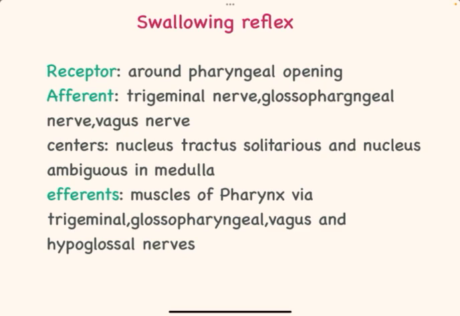For the swallowing reflex, the receptor is present around the pharyngeal opening. The afferent is the trigeminal nerve, glossopharyngeal nerve, and vagus nerve, and the center in the brain is the nucleus tractus solitarius and nucleus ambiguus in the medulla. Now about the efferents, they are muscles of the pharynx supplied via the trigeminal, glossopharyngeal, vagus and hypoglossal nerves.